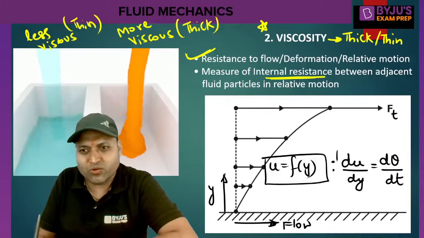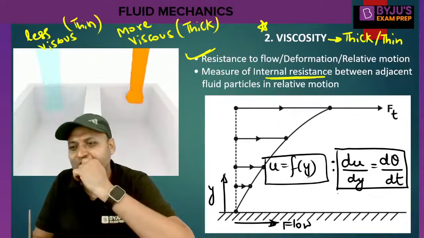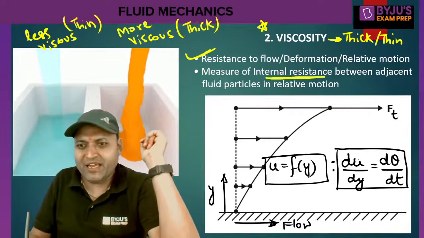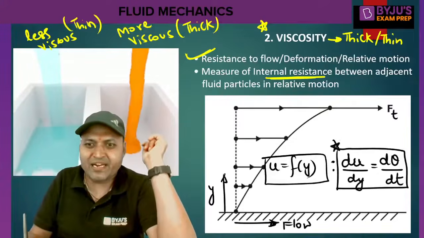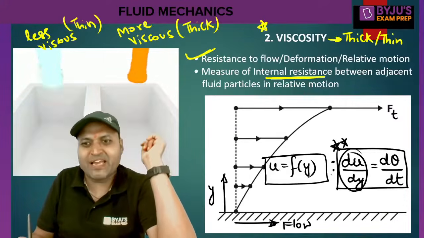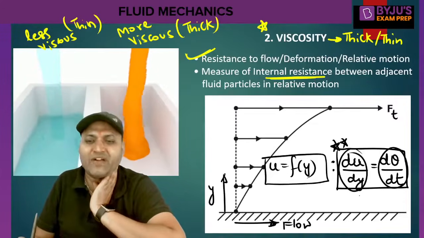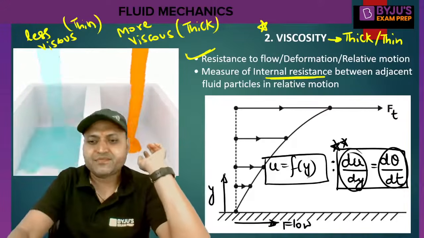is equal to velocity gradient. Du by dy is equal to d theta by dt. That is the important relation we developed. Du by dy is the velocity gradient. D theta by dt is rate of angular deformation or rate of shear strain or strain rate.